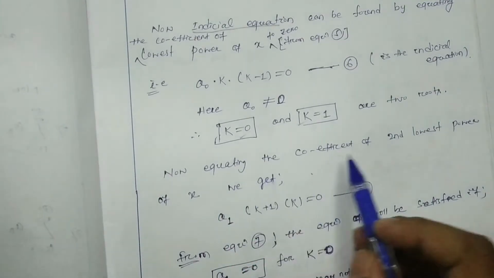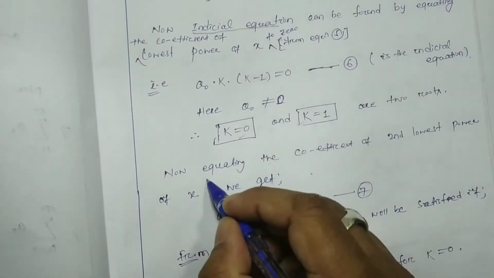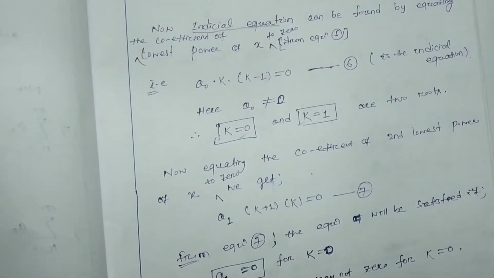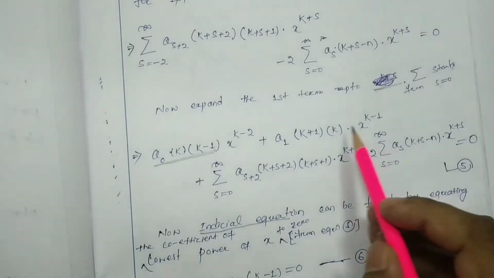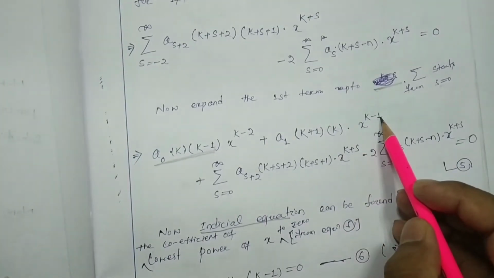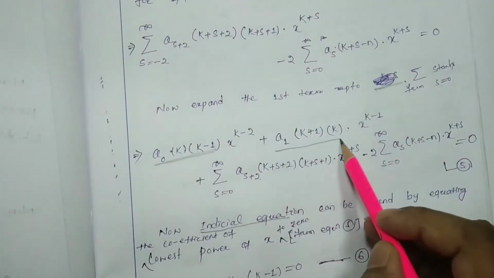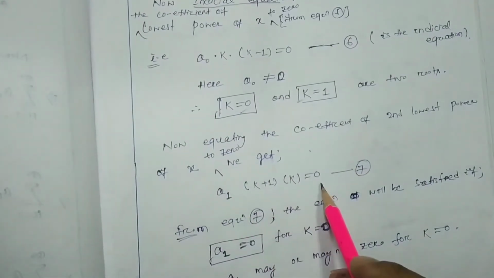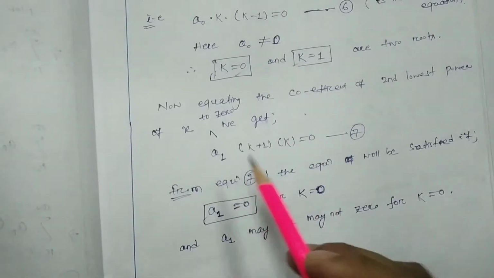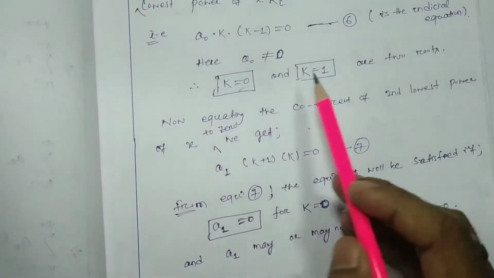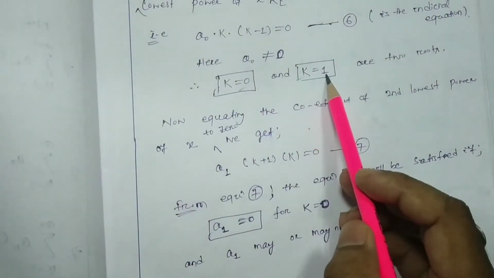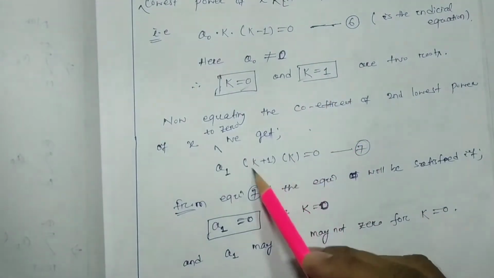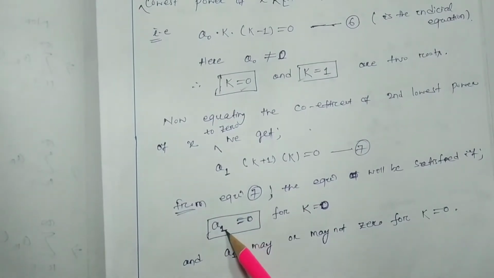Now equating the coefficient of the second lowest power of x to 0. The second lowest power here is x to the power k minus 1, and its coefficient is a1 into (k plus 1) into k, which we have to put as 0. Before, we got k equal to 0 and k equal to 1, the two roots. Now we have to consider k equal to 0. Suppose we put k equal to 0, so a1 equal to 0.